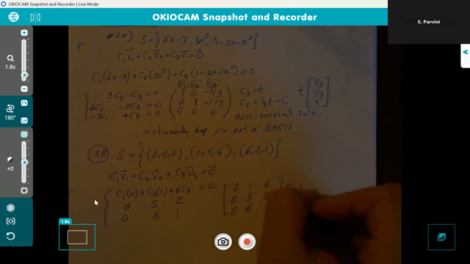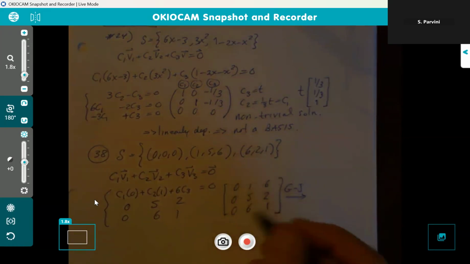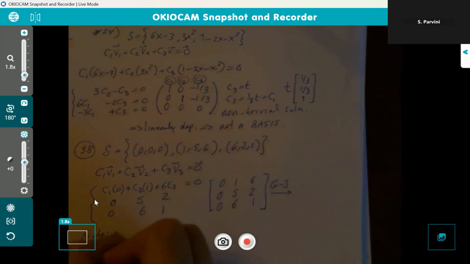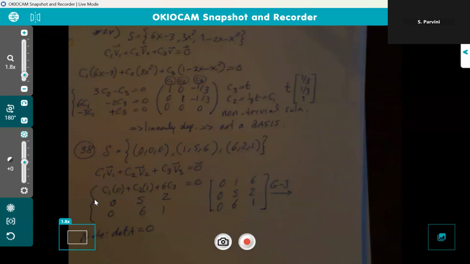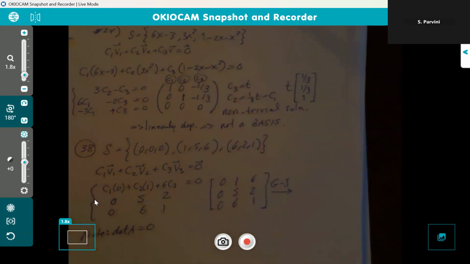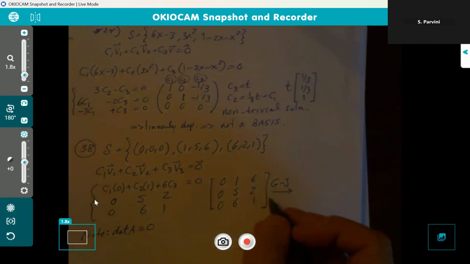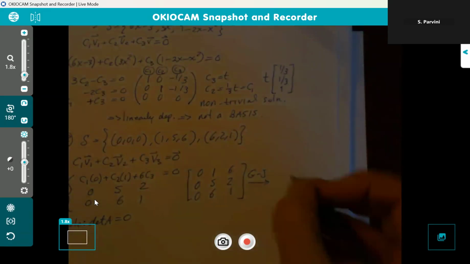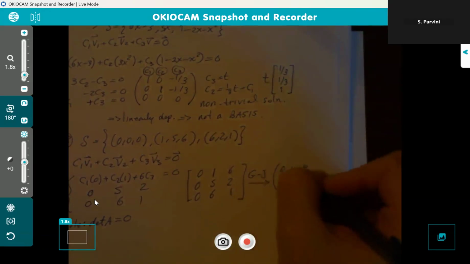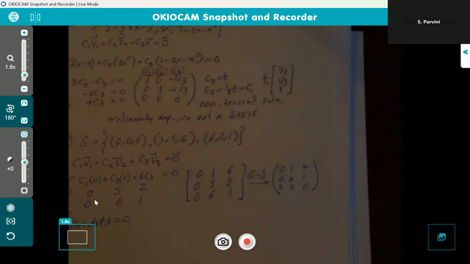Now, if you do Gauss-Jordan, notice, by the way, you have a column of zeros. That means the determinant is 0, right? If you expand about the first column, note, determinant of A is 0 in this one. That means you have non-trivial solutions for this one. But let's actually do Gauss-Jordan. The Gauss-Jordan for this is going to give us 0, 0, 0, 1, 0, 0, and 0, 1, 0. That is the Gauss-Jordan form of this.